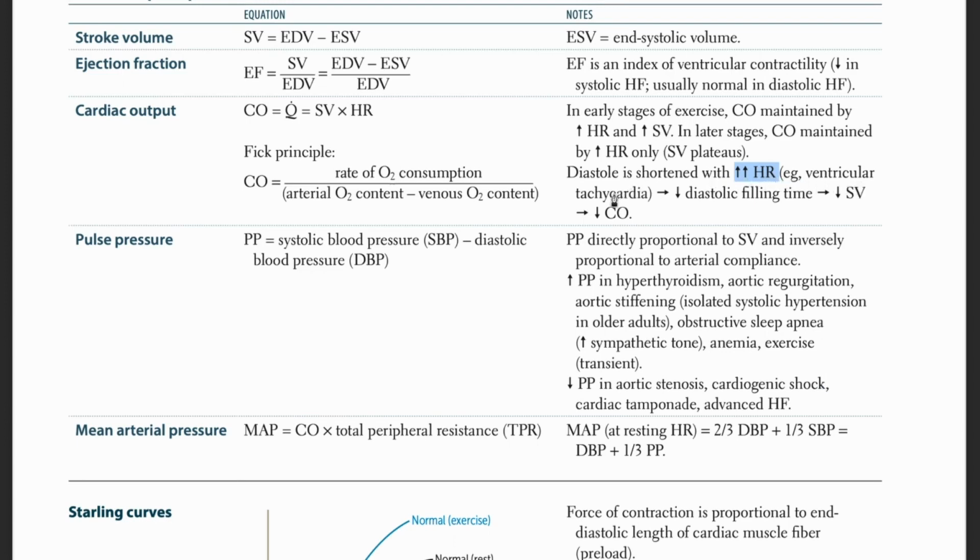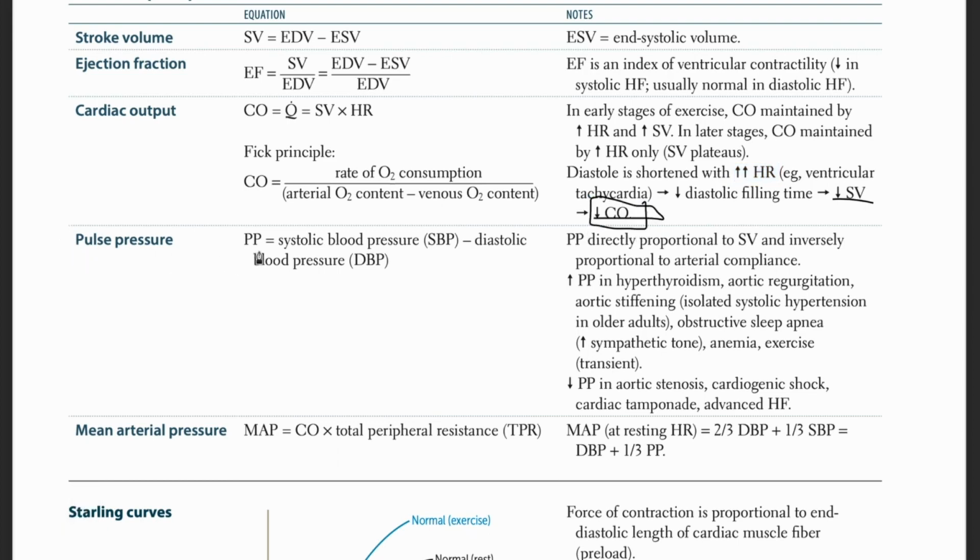For example, ventricular tachycardia. So there will be a decrease in diastolic filling time, which decreases stroke volume, right? It affects stroke volume because cardiac output is lowered too now. There's less blood going out.